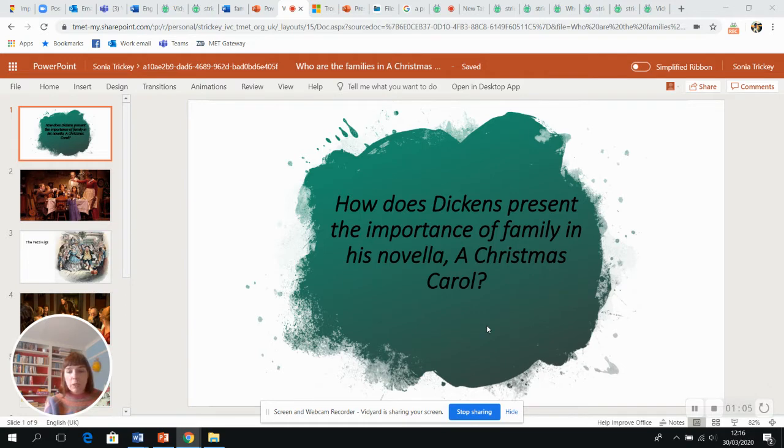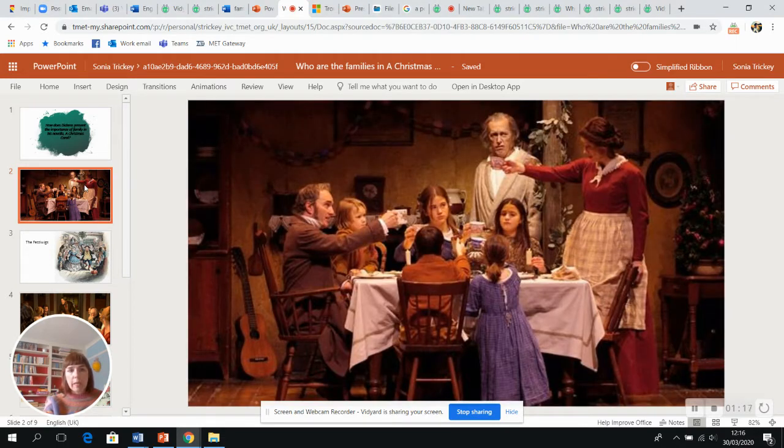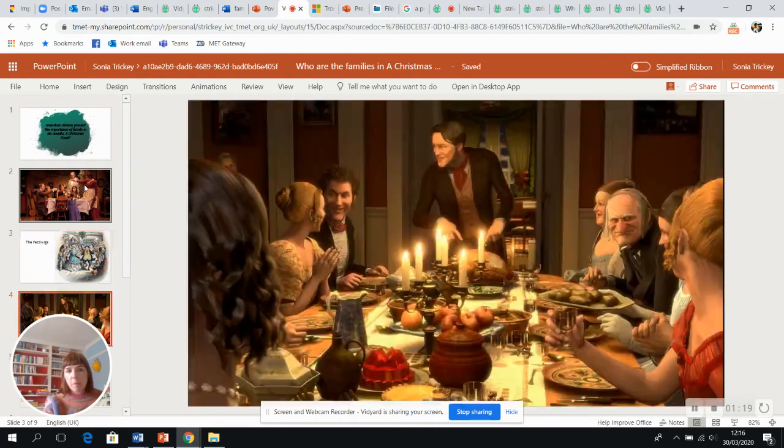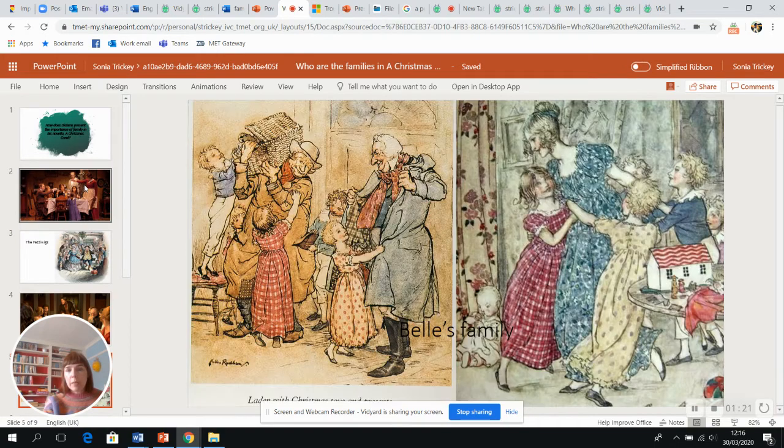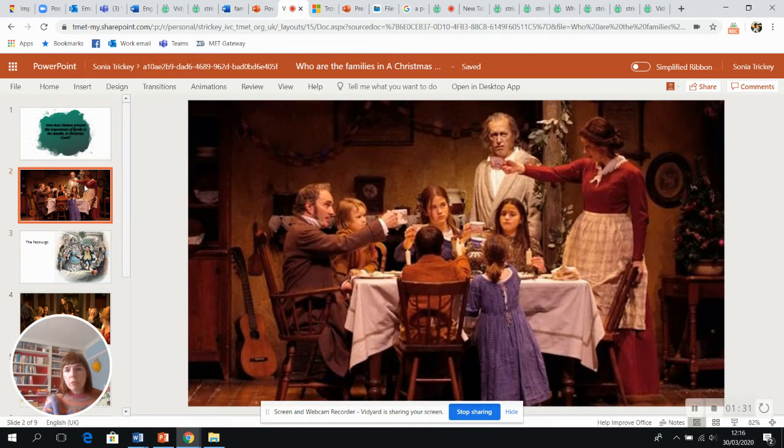The first thing you might want to think about is: who are all the families in A Christmas Carol and what do they all have in common? We have the Cratchits, we have the Fezziwigs, we have Scrooge's own family, and we have Belle and her family. So what do all of these families have in common? Well, if we scroll through, there are a lot of children in these families, and I think children are quite important in this novel. Children are presented as the heart of the family.